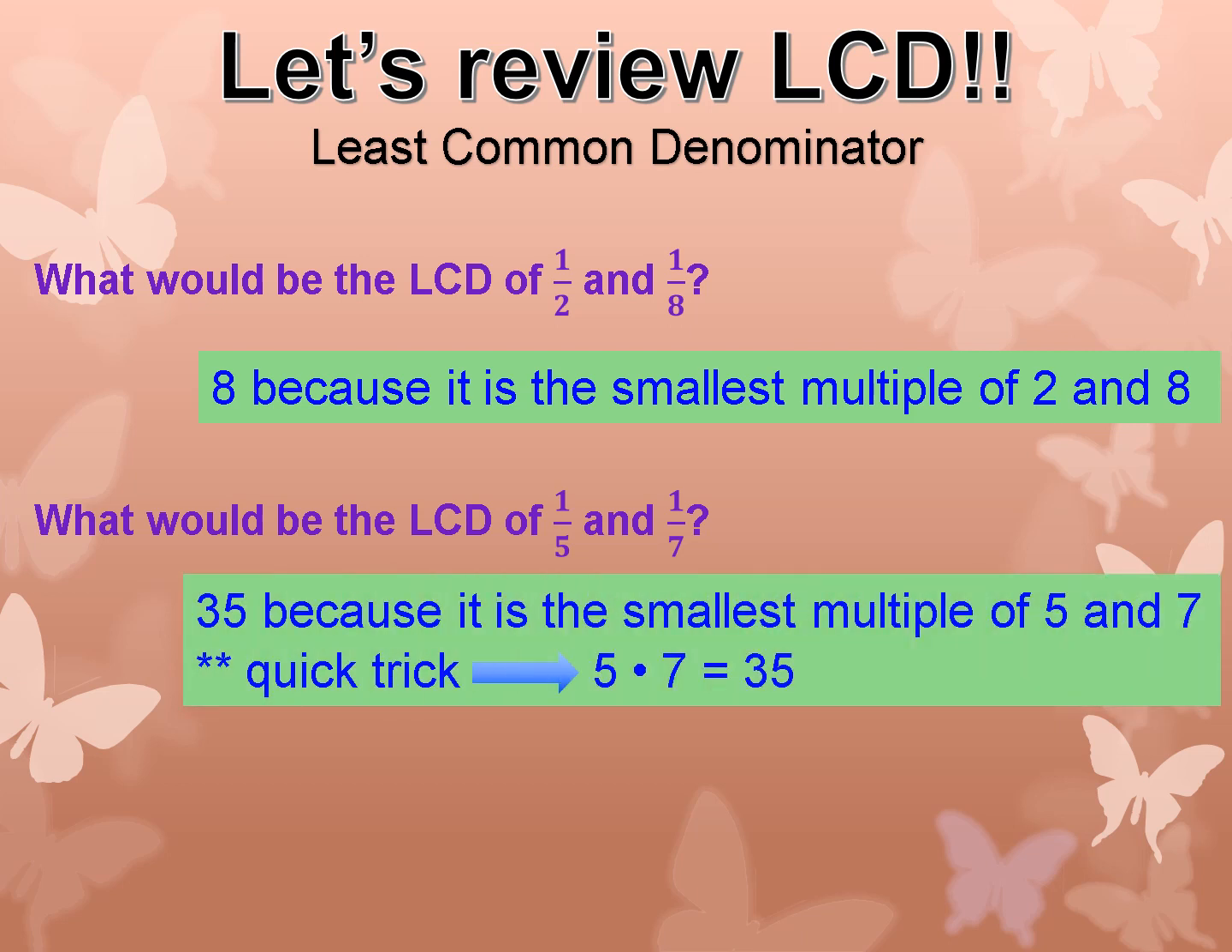Now there's a little trick. If you don't want to sit there and list all the multiples of 7 until you find one that 5 divides into evenly, you can just take those two denominators, multiply them together, and that's your common denominator. Now, sometimes in the end, if you follow that method, you might have to reduce in the end, but that's okay. That's just a quick little trick.